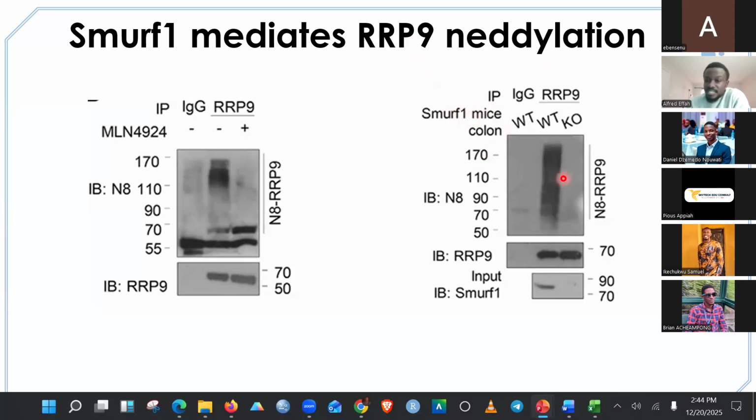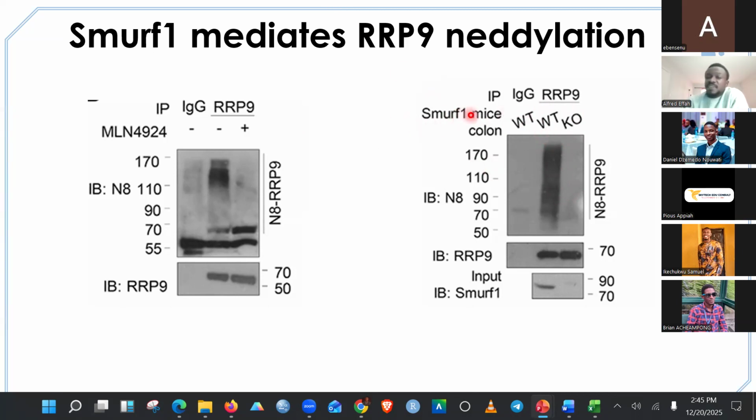When you delete it, you don't see anything. When it is present, you see NET8 being added to RRP9. So that's how they were able to confirm that, yes, there was an interaction. The interaction does not affect the stability. It does not degrade RRP9. It rather changes its behavior by adding NET8 to it.